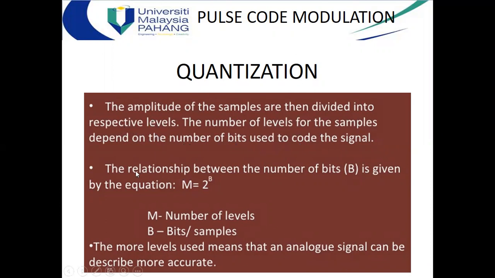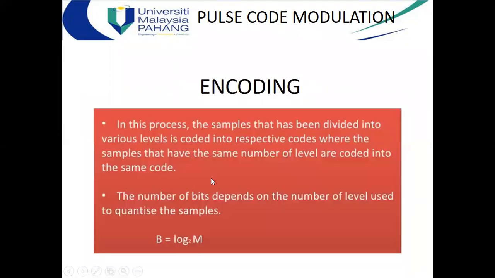number of bits we want to use to convert into digital binary digits. For example, if we want to use number of bits B, the number of levels M or L will be 2 to the power B. Okay, so with more levels, bits will be more. It will be complicated, but accuracy will be more. Okay, keep in mind.